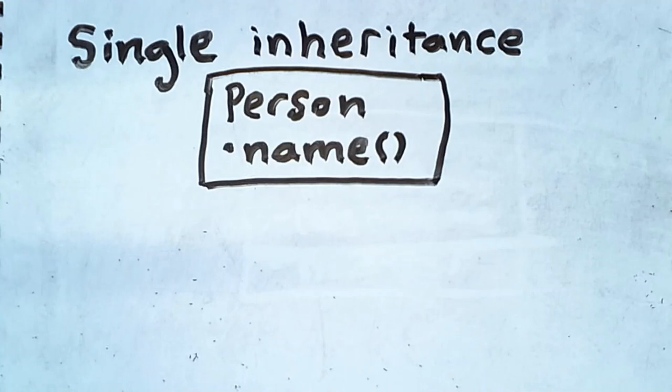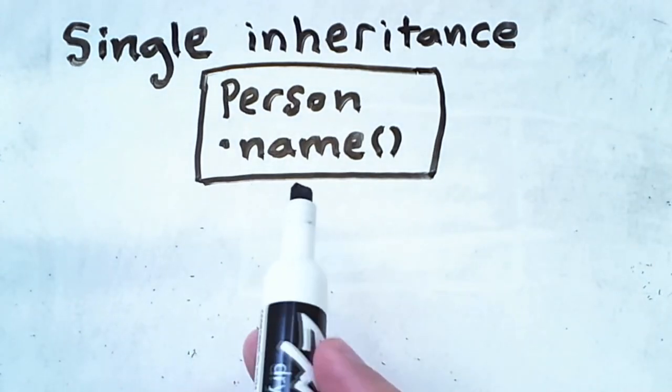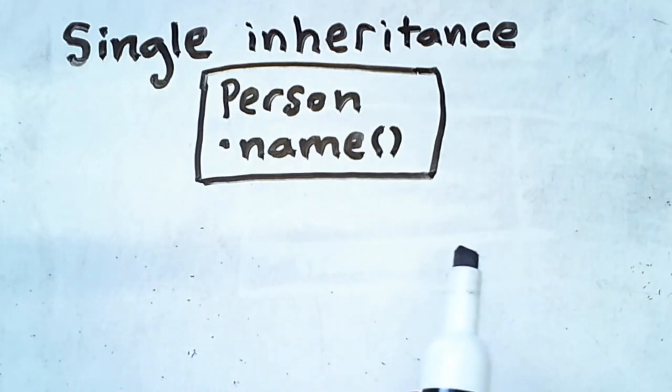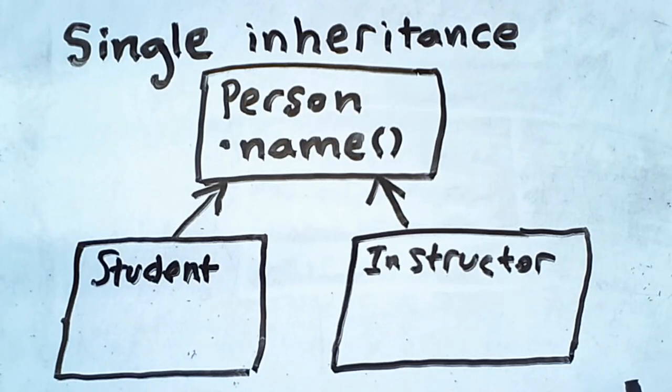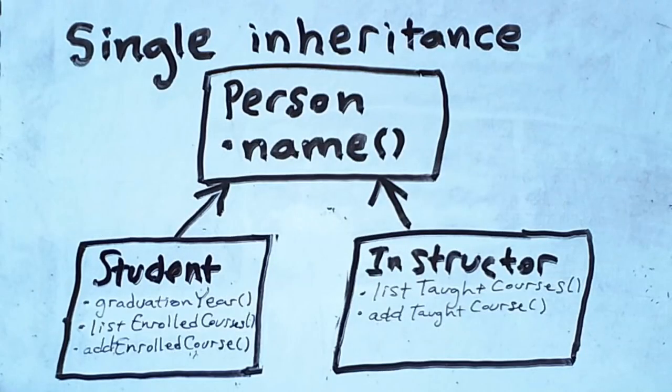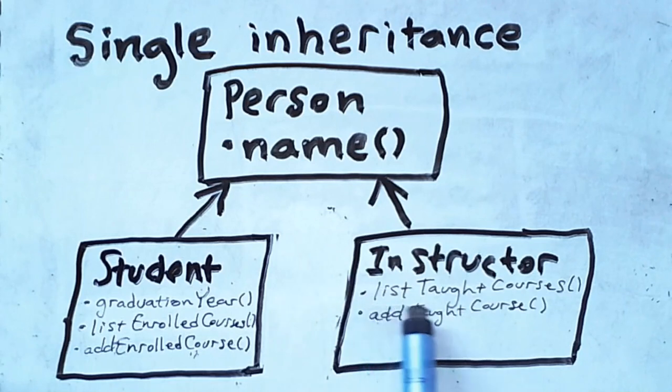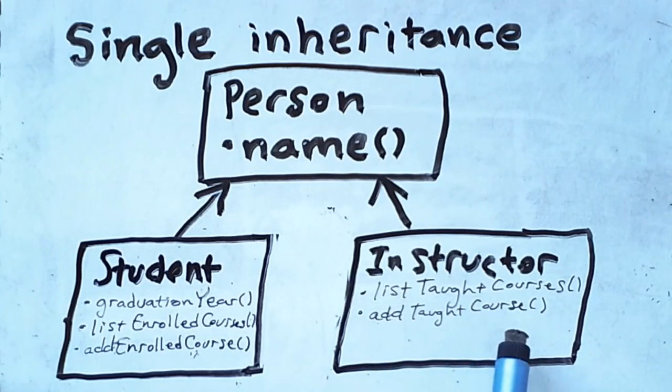For example, we could have a person class with a method that provides the person's name. We can then specialize the concept of a person into several types of people, such as student and instructor, each of which has some additional specialized methods. Specifically, we will provide a way to look up the graduation year of a current student, as well as list the courses they are enrolled in, and for the sake of adding to that list, we have a method for adding an enrolled course. For the instructor, we'll simply have a way of listing the courses they're teaching and a way of adding to that list.